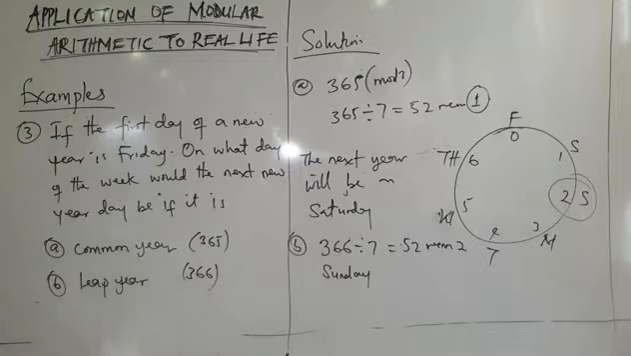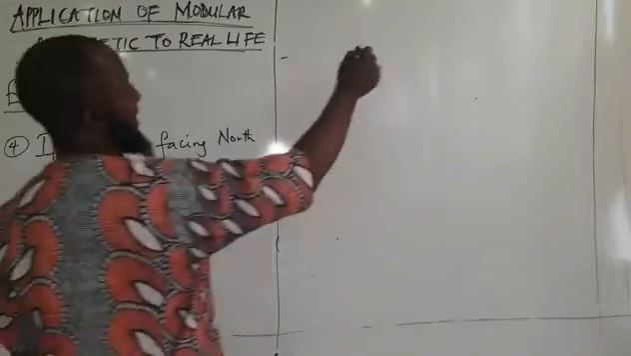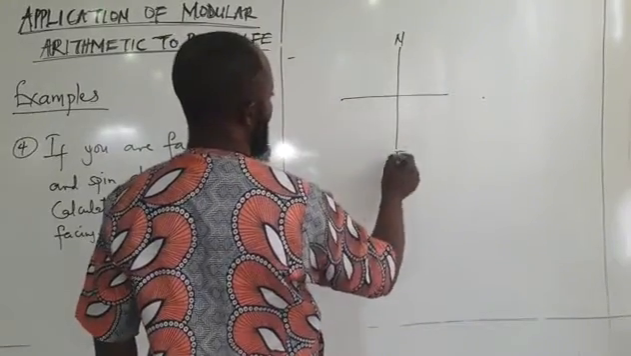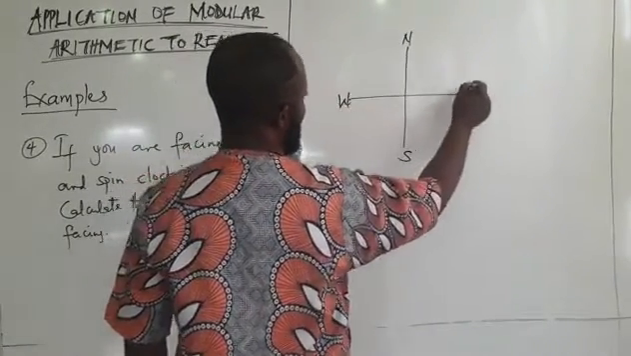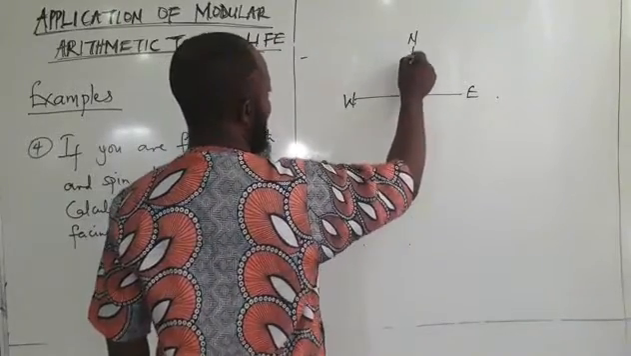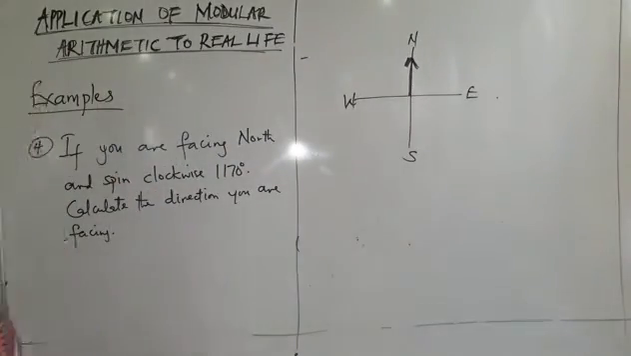All right. We still have 2 more examples. That is for the third one, now the fourth one. This is the fourth question, and this is about how to use modulo to calculate degrees. If you are facing north, so for you to understand that, let's have our 4 cardinal points: north, south, west, and east. You now have a spinner that is facing north.